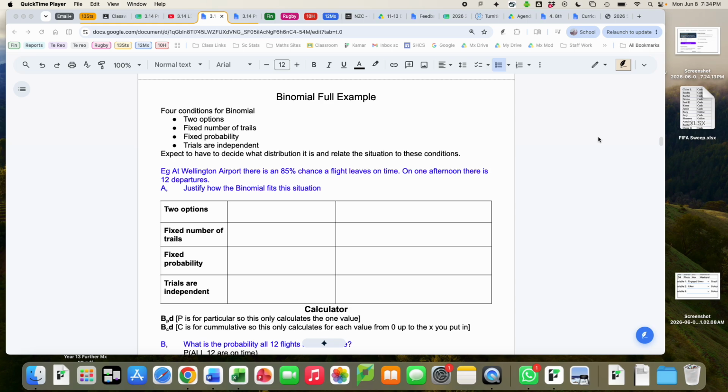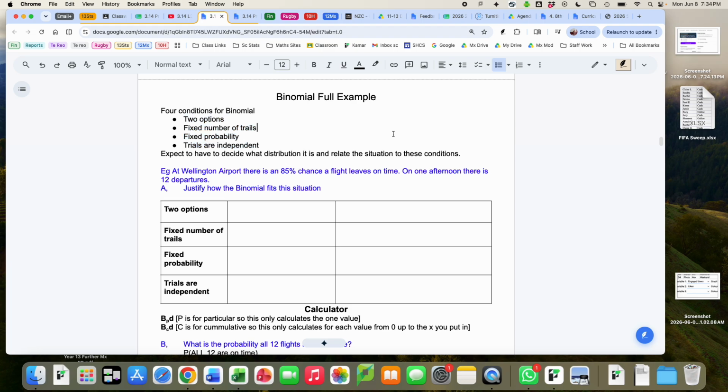So we're going to look now at a full example, and this is about Wellington Airport and flights. There are four conditions you have to learn for the binomial distribution. There is always two options. There's always a fixed number of trials. There's always a fixed probability, and each trial is considered independent.